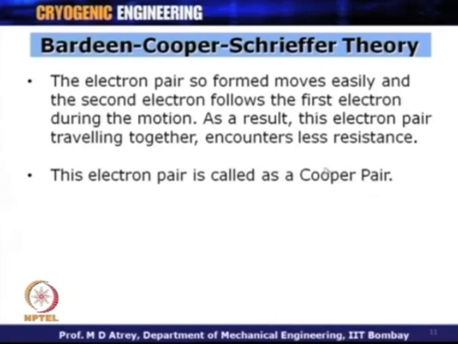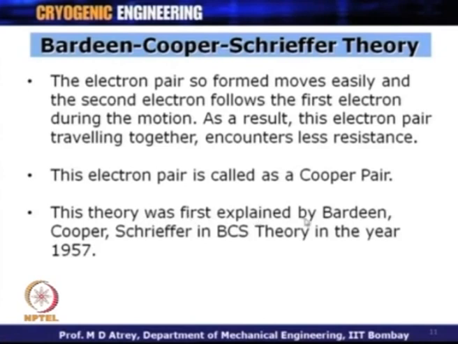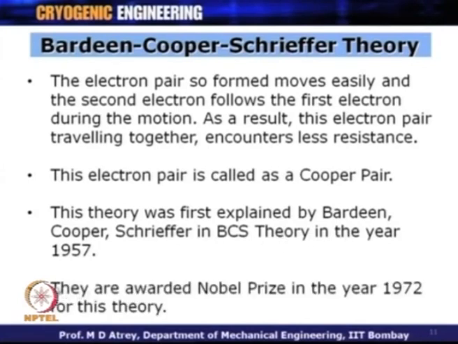This is one of the highlights of the BCS theory, and this is what makes the material superconducting, and therefore it can carry more and more current in a superconducting state. This theory was first explained by Bardeen, Cooper, Schrieffer, BCS, in the year 1957, and for which they were awarded the Nobel Prize in the year 1972. Right. These are some of the basics of superconductivity and the BCS theory. We are not going to go into the details of this theory.